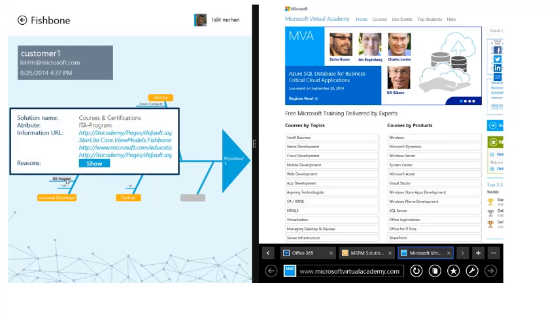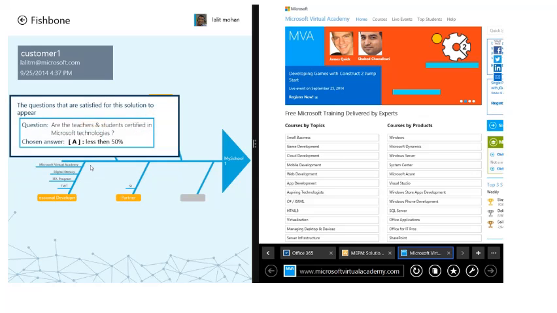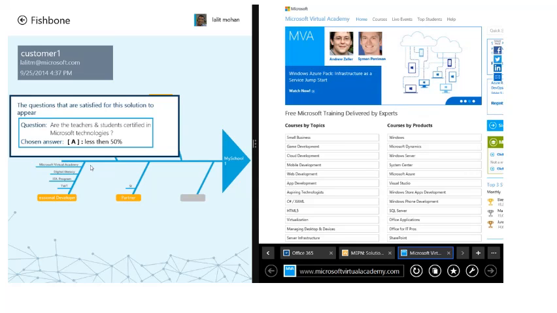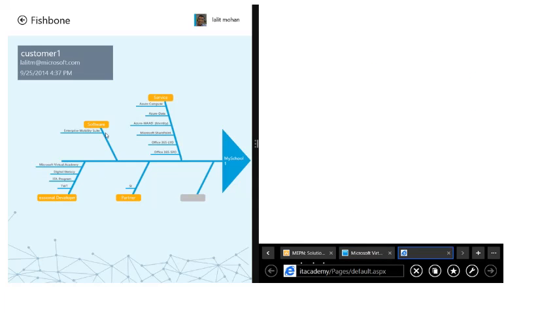Last but not least, let's look at ITA. Again, there are very few certifications that exist in Customer 1's population of teachers and students. That's the reason, which is less than 50%. One of the recommended solutions to go back to the customer is to sell the ITA courses and certifications. Let's launch the ITA site as well.